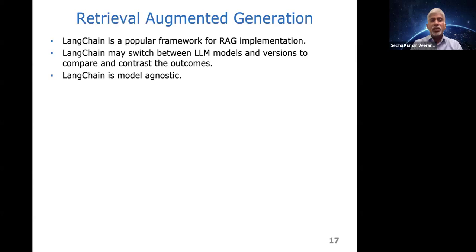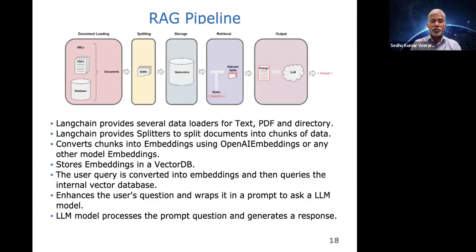Retrieval augmented generation. LangChain is a popular framework for RAG implementation. LangChain may switch between LLM models and versions to compare and contrast the outcome. LangChain is model agnostic. And here is a RAG pipeline.